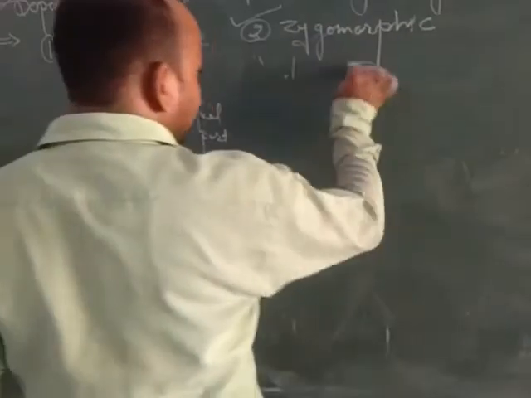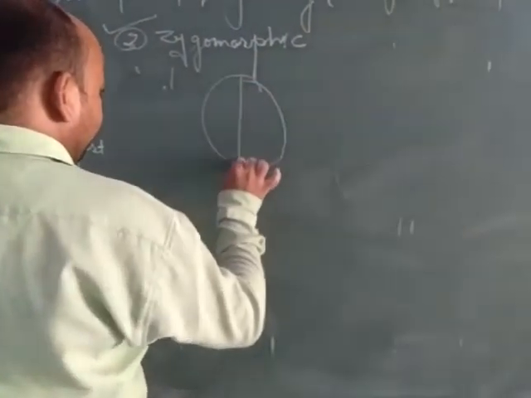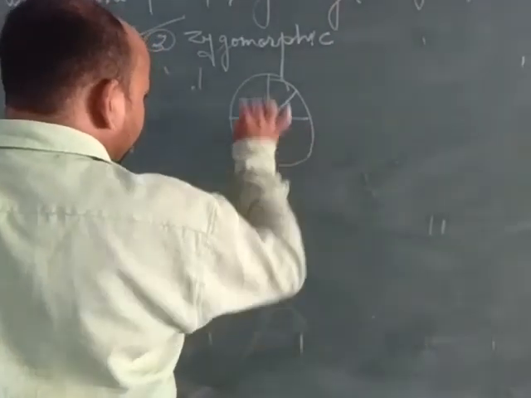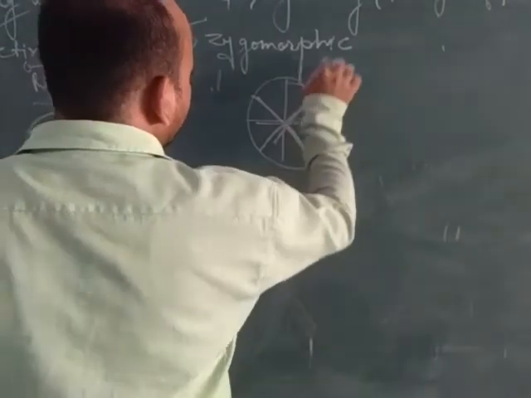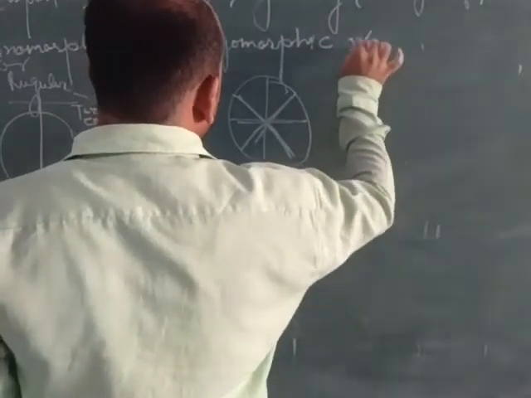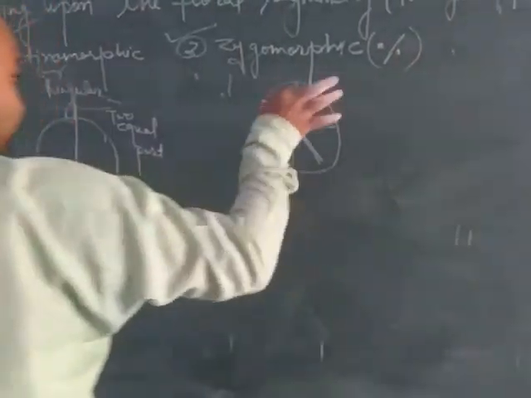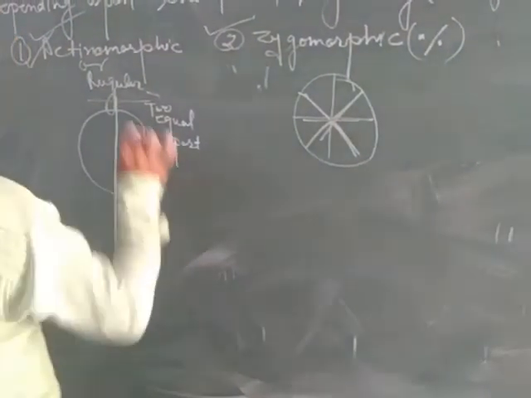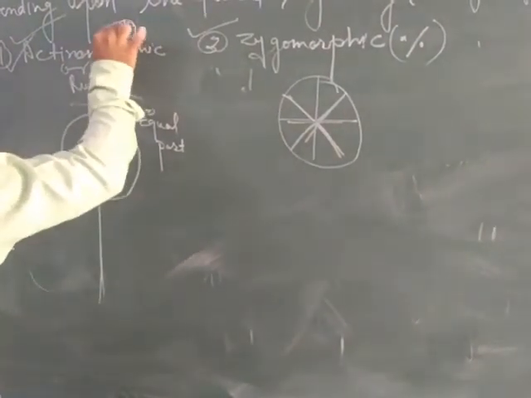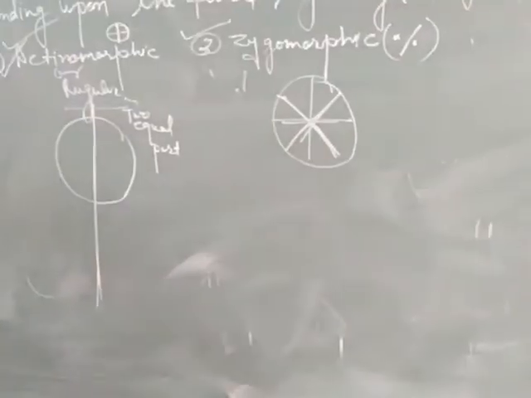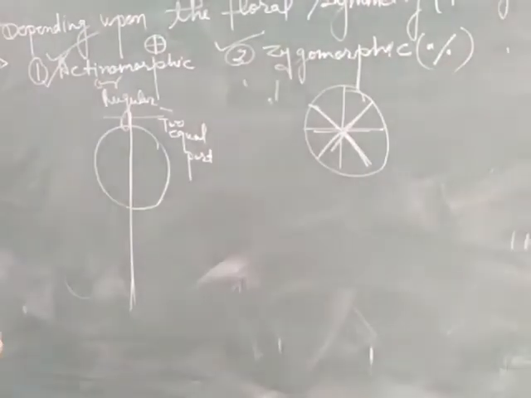But in the case of zygomorphic condition, when a flower can be divided into different parts through the center radially, this is called zygomorphic condition. Zygomorphic is represented by a percentage sign in the formula of a flower, and actinomorphic is represented by a cross-section symbol. This is called actinomorphic condition.